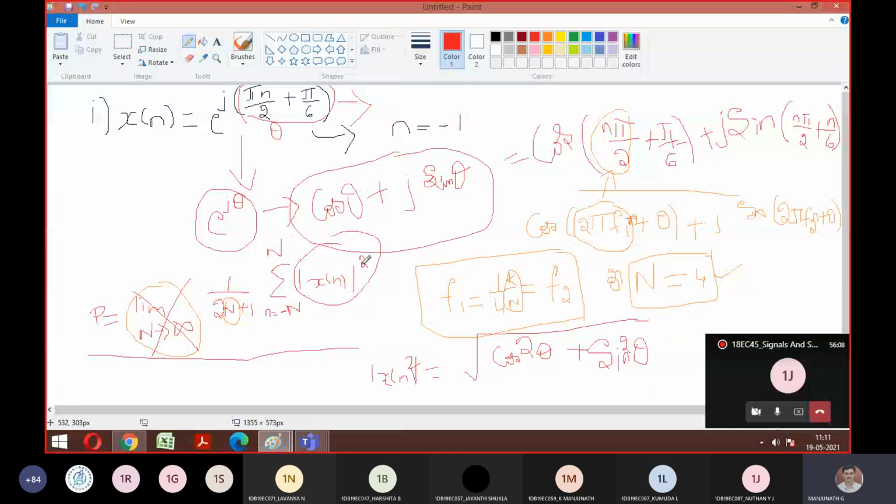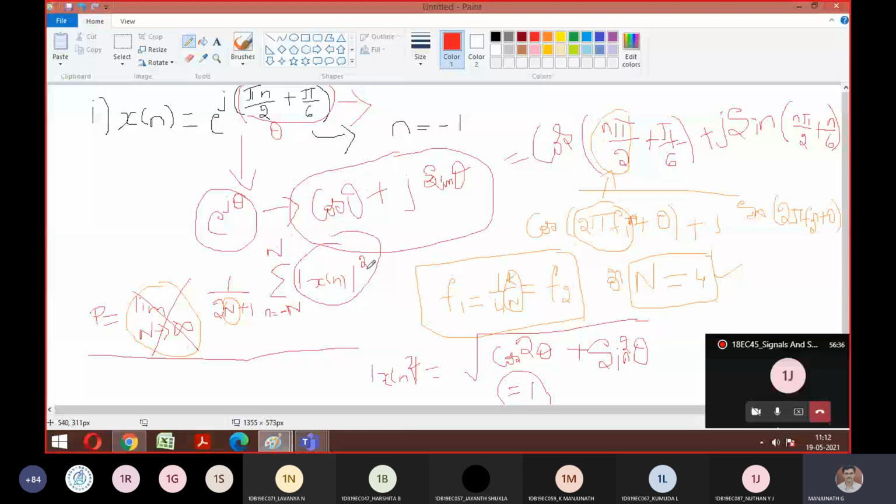What is the value for this, guys? The trigonometric formula is there. How much? 1. Good. So root of sine square theta plus cos square theta is always equal to 1. Just from this we proved that this magnitude is going to be 1. Am I clear to everyone?